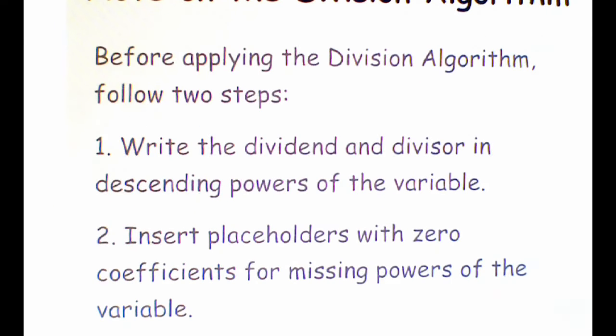And a note on the division algorithm. Before we apply the division algorithm, we want to do two things. We want to write the dividend and the divisor in descending powers of the variable. It makes your life way easier. Do it. And insert placeholders with 0 coefficients for missing powers of the variable.